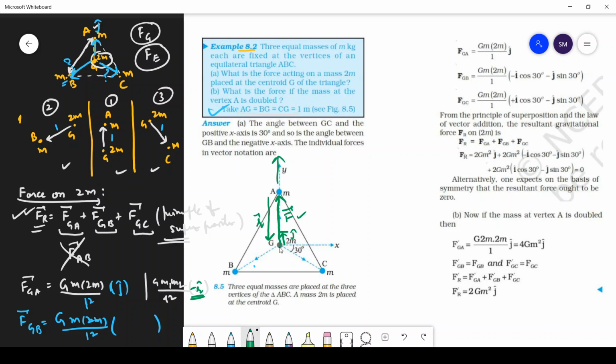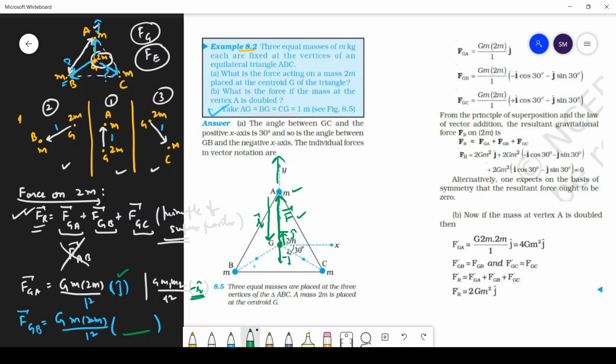This direction is minus j cap. If the force were in this direction, but you can see that this 2m is pulled by this mass m. So that's the direction of force, along the y-axis. That is why here I have j cap. Understood? Yes. Okay.